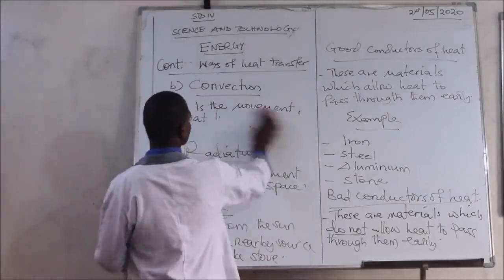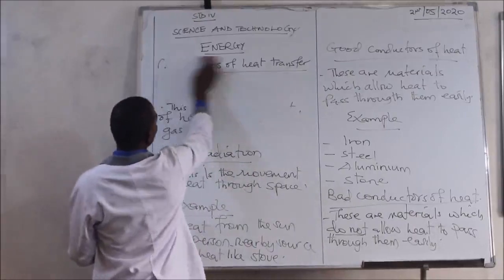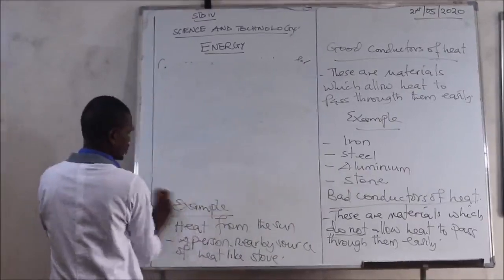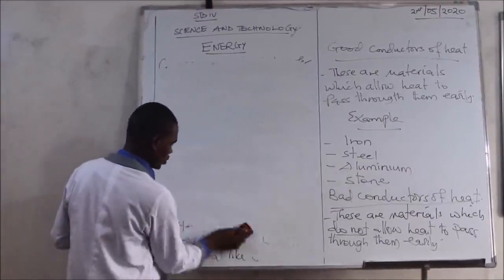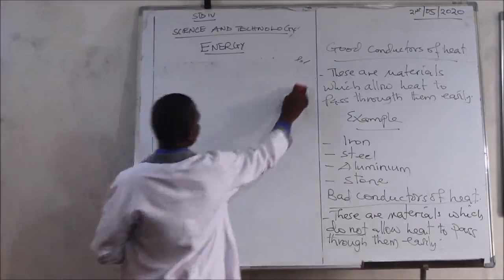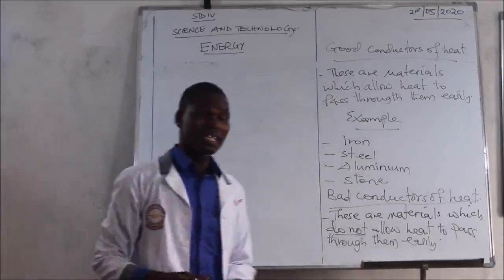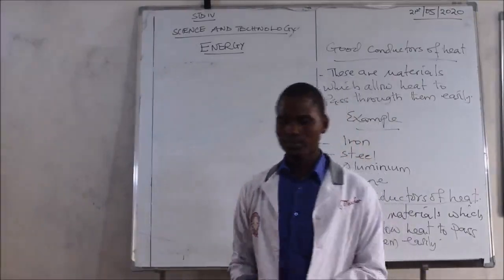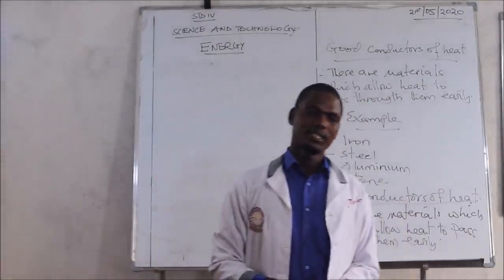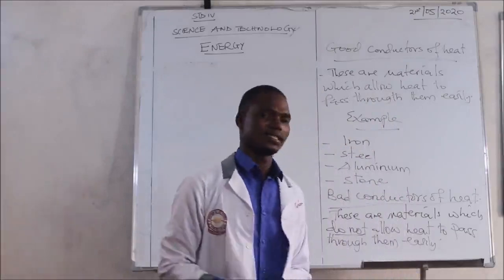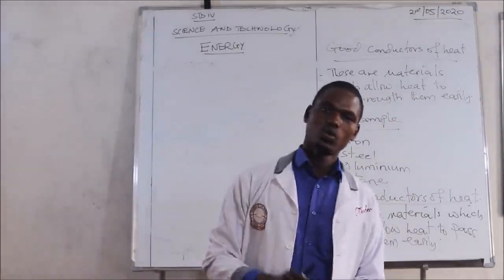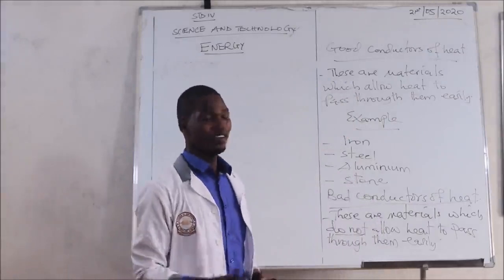Let's check some examples related to bad conductors of heat. Some of the examples of bad conductors of heat are plastic, wood, papers, rubbers, and many others. I have just mentioned a few of them. Plastic, rubbers, wood, papers, or even a piece of cloth.